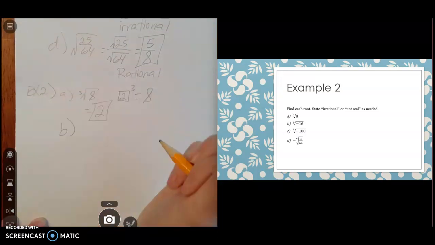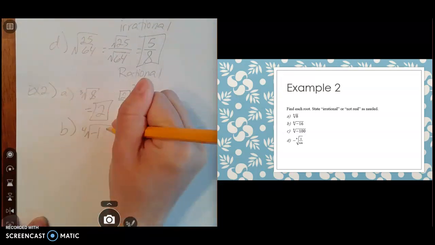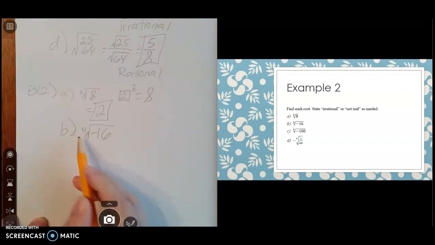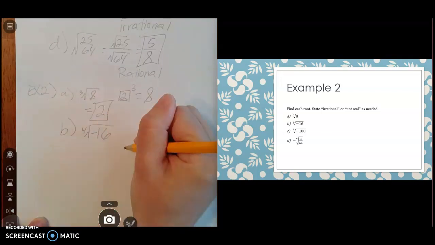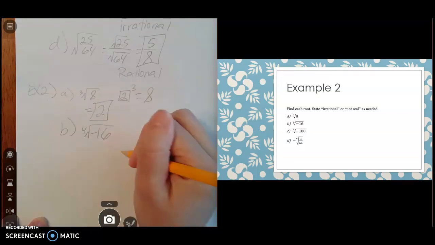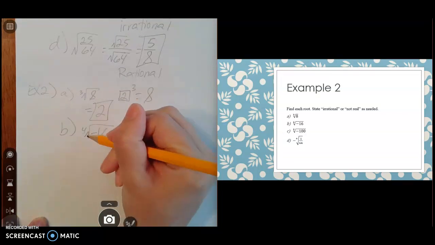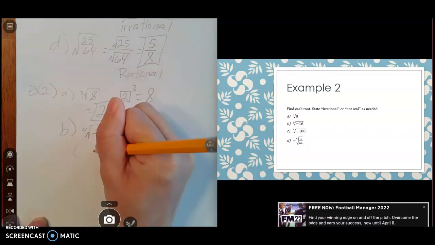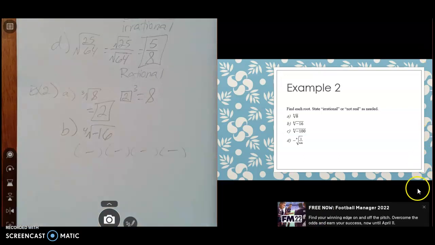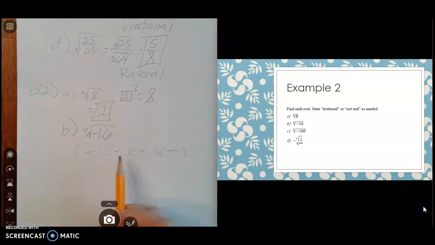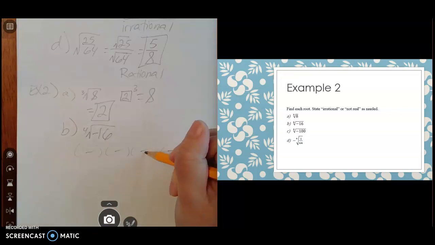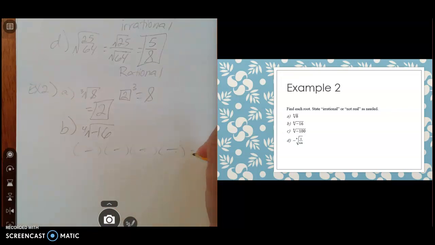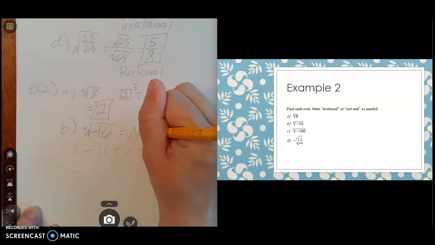Okay? What about the fourth root of negative 16? Well, this is an even root. That means I'm going to have the same number multiplied by itself 4 times to get a negative answer. That's just not going to work, okay? Because even if you had a negative all 4 times, a negative times a negative is a positive, times a negative would give you a negative, and times another negative would give you a positive answer. So you're not going to get a negative 16 no matter how hard you try. So this one is not real.